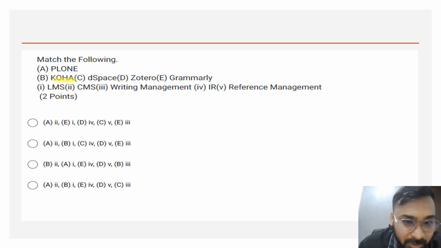So now Koha. We know Koha is what? Not reference, it is an LMS, a library management software, and Zotero is a reference management tool. So that is D5. Then Koha is B1. So this could be this and this could be that. And what is DSpace?